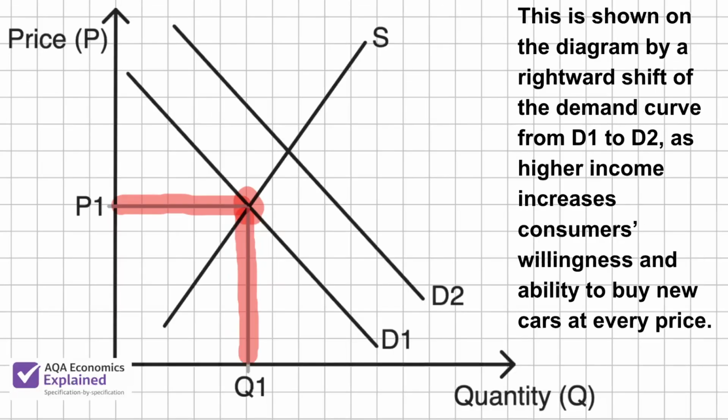Now I show the effect of higher income on the diagram. Income is a non-price determinant of demand, so I don't move along the original demand curve. Instead, I draw a new demand curve to the right of D1 and label it D2. As I draw it, I continue writing. This is shown on the diagram by a rightward shift of the demand curve from D1 to D2, as higher income increases consumers' willingness and ability to buy new cars at every price. The key thing here is that the diagram and the writing are saying exactly the same thing.